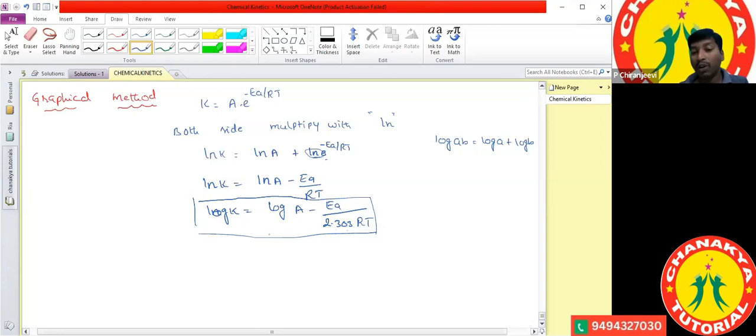So for this one we are going to draw the graph. We are taking the log K value on the y axis, and 1 by T, the temperature, on the x axis. We are explaining the relationship between the temperature and rate constant. Now what I told is that if the temperature increases, the rate constant increases by 2 times.